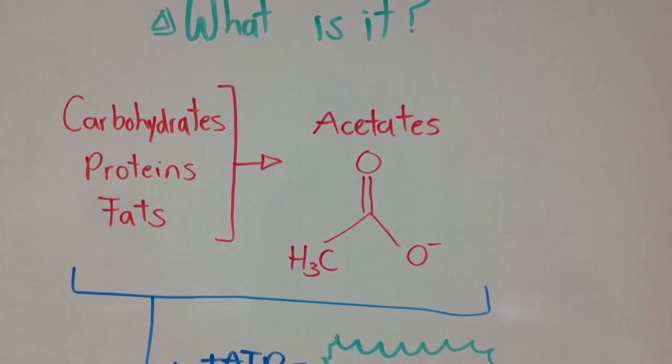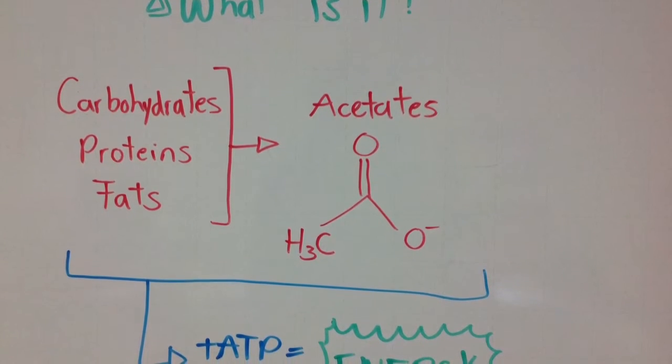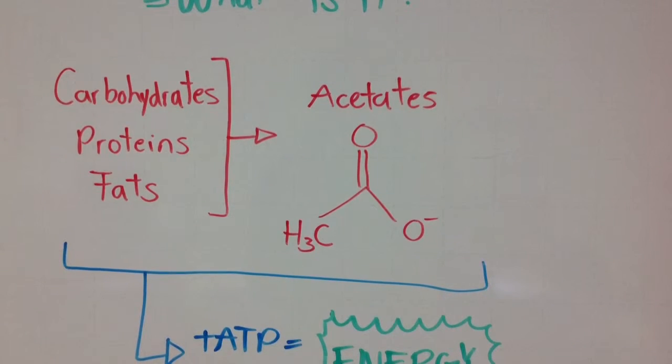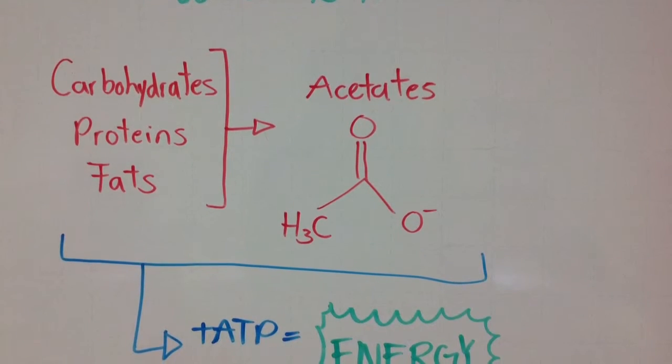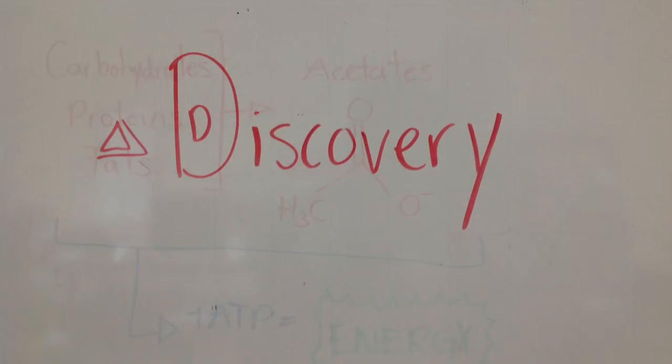The Krebs cycle is the name of the process which uses acetate derived from carbohydrates, proteins, and fats, and converts them into energy through a chemical reaction, oxidation specifically, in the form of ATP.